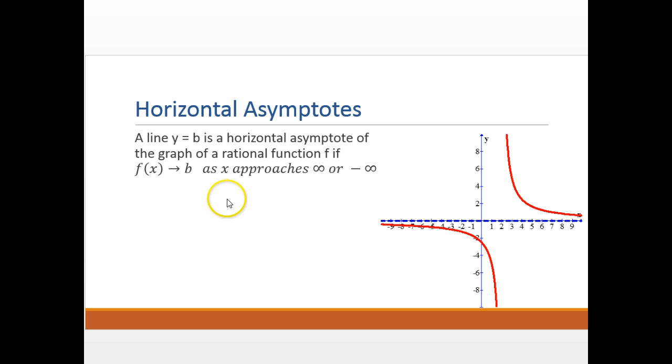There's what's called a horizontal asymptote as well. A horizontal asymptote is a horizontal line which your function approaches. It can actually cross this line, unlike a vertical asymptote, but typically as your function goes far to the left or far to the right, it will approach an imaginary horizontal line. So as x goes to negative infinity to the left, or x goes to positive infinity to the right, the function approaches this imaginary line y equals b.